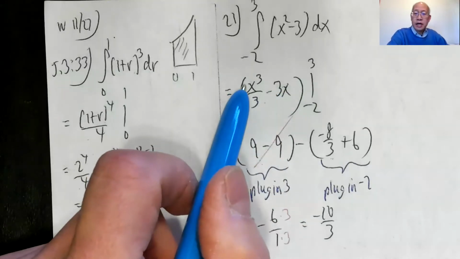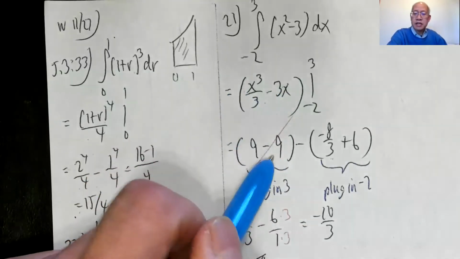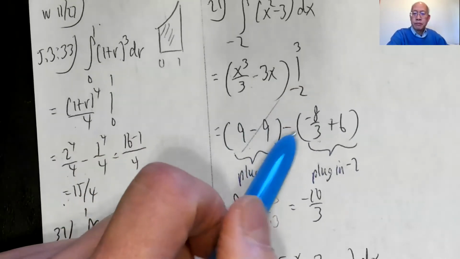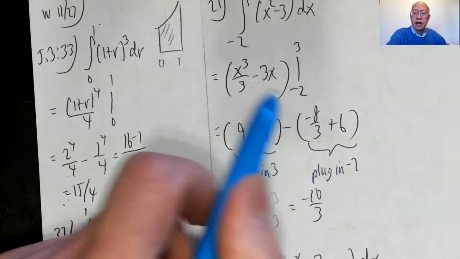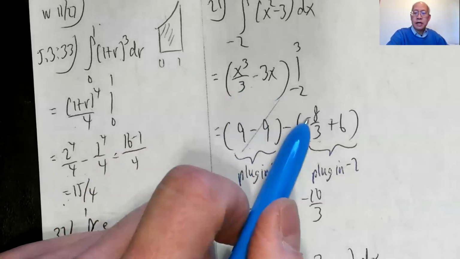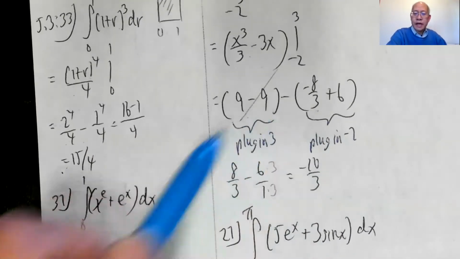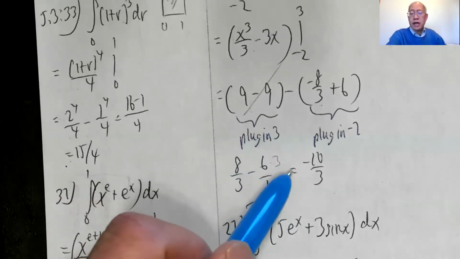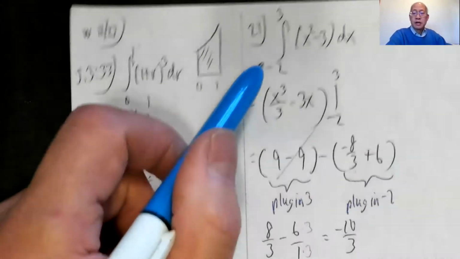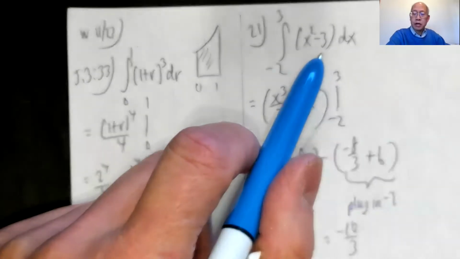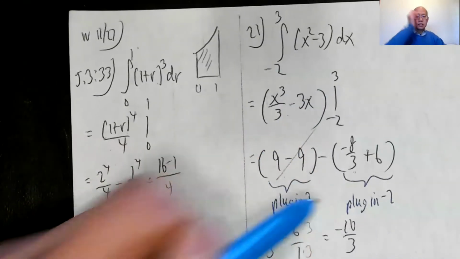Plug in 3, I get 27 over 3, which is 9, minus 9, that's 0, that crosses out. Minus, plug in -2: -8/3 plus 6. So that's 8/3 minus 6, which is -10/3. An integral can come out to be -10/3. That means there's more graph below the x-axis than above the x-axis in this particular case.